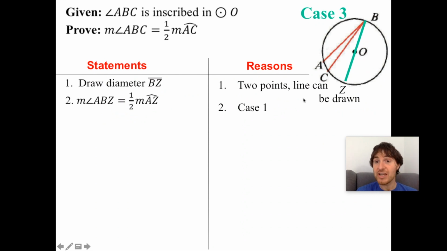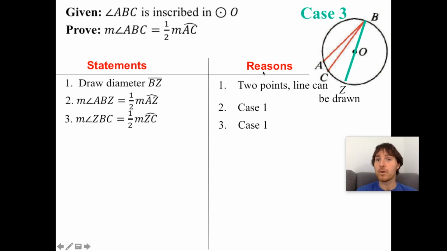We can also say, about this smaller angle here, though not about this one, angle CBZ, which is the same thing as ZBC: the measure of angle ZBC equals 1/2 the measure of arc CZ, or ZC. And we're good to go there, case 1.